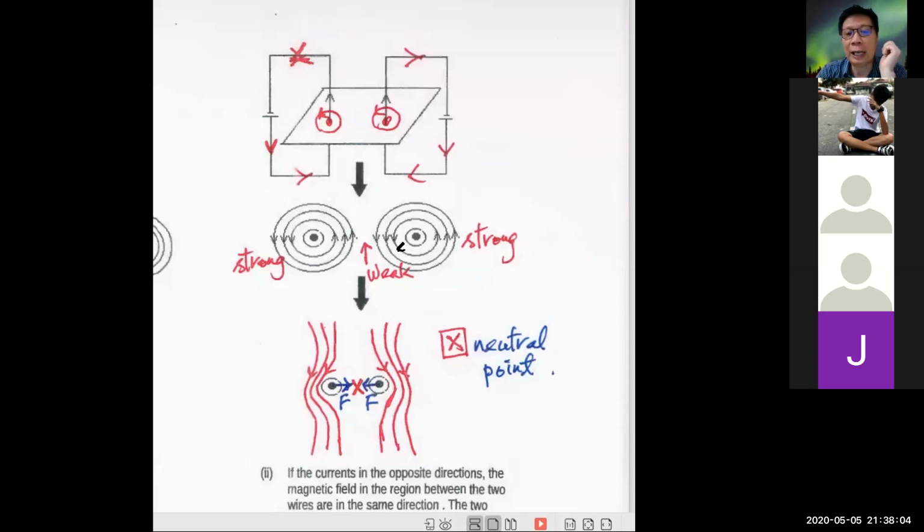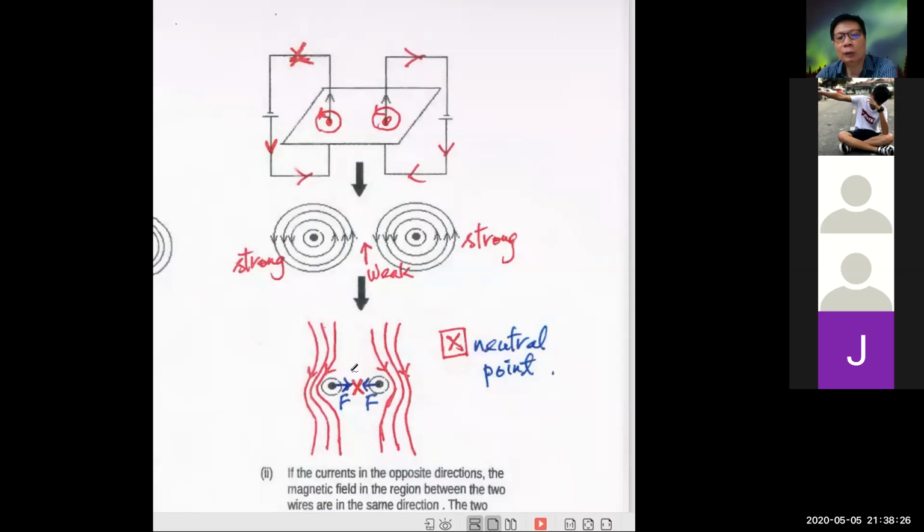Right. Now, just like I said, here is weak, so here is strong now. So the force must push the wire. The wire is here, so the force pushes in. That's why you see the force here pushing in. Over here, same. Here is strong, so the center is weak, right? So it pushes to the right. So pushing from the wire, push here. That's why the force is here.